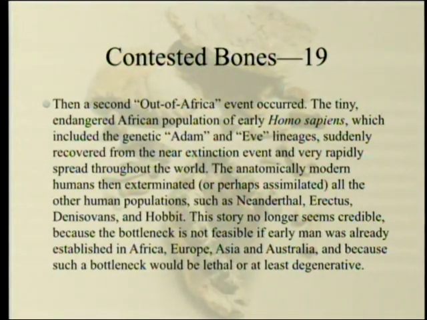Then a second out of Africa event occurred. The tiny endangered African population of early Homo sapiens, which included the genetic Adam and Eve lineages, suddenly recovered from the near extinction event and very rapidly spread throughout the world. Remember, genetics are pushing them this way. The anatomically modern humans then exterminated, or perhaps assimilated, all of the other human populations such as Neanderthal, Erectus, Denisovans, and Hobbit.